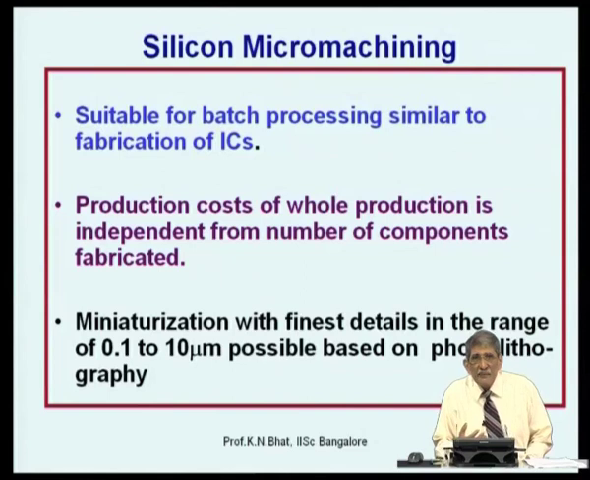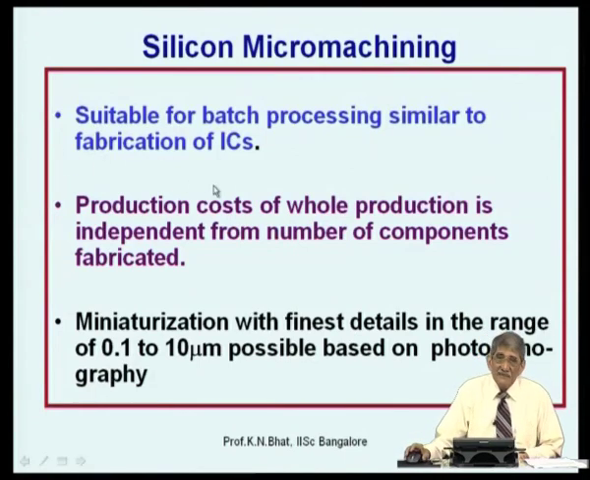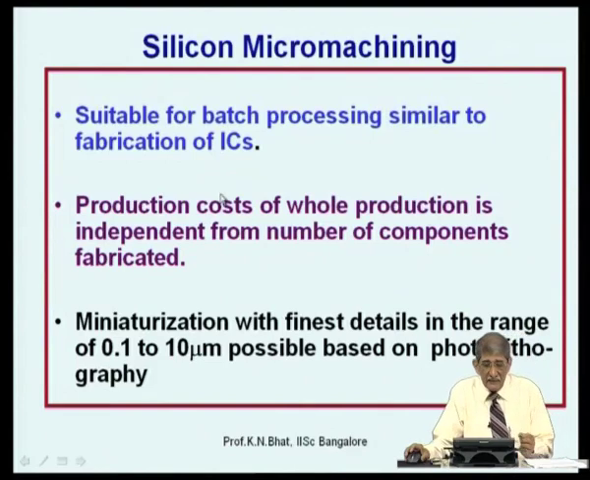Why I'm harping on silicon is, silicon is useful for making integrated circuits. Silicon is suitable for batch processing. Well known processes are established. Why not we use it for realizing mechanical components? And you can use the processes similar to the fabrication of ICs, that is very large scale integrated circuits.